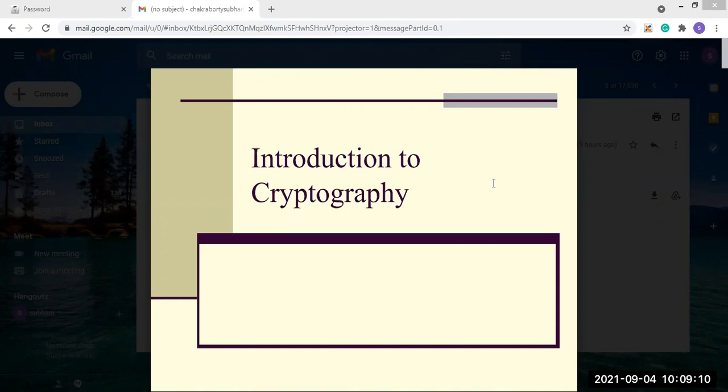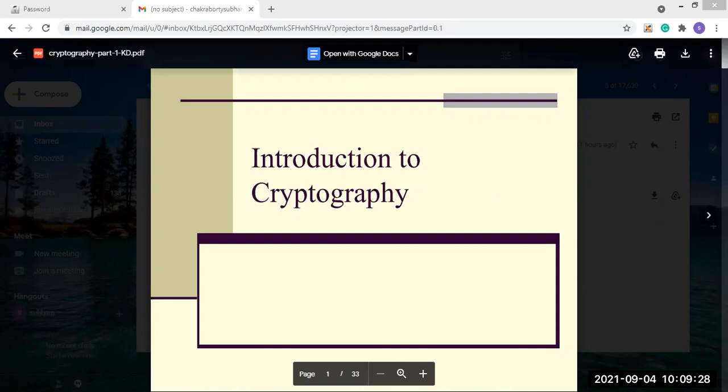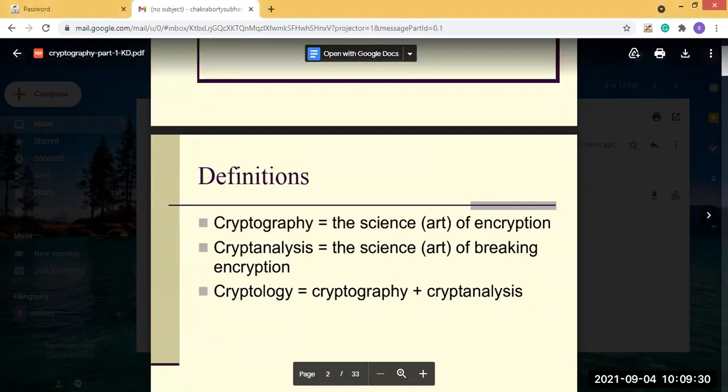Today in networking, we will start a topic about network security. We will discuss cryptography, which is very much needed in network security. Before discussing it, let's see what cryptography is. Basically, cryptography is the science or the art of encryption.